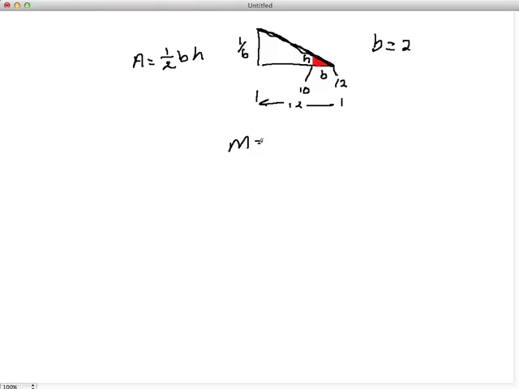So m for this line is going to be equal to our rise, which we'll say is -1/6, divided by our run, which is 12. And then when we clean up that fraction, we get a negative 1/72, don't we, right? There we go. That's better. Okay, so m is equal to -1/72.